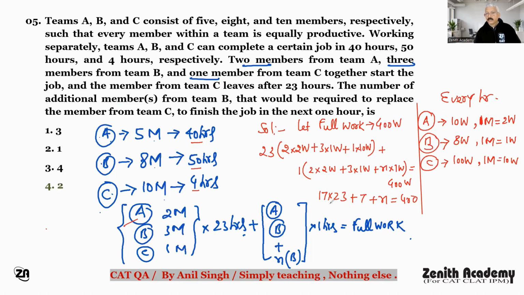So now simple calculation: 17 into 3 is 51, 17 into 2 is 34. 34 plus 5, 391. 391 plus 7 plus n, 400, so it is 398. So 398 plus n is equal to 400, means n is equal to 2. So answer is 2.